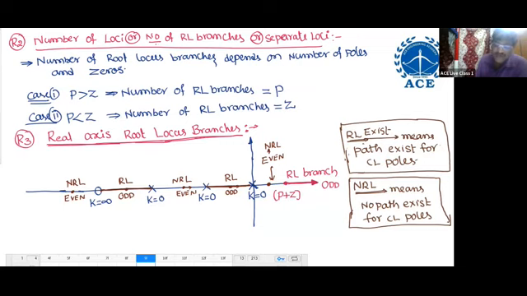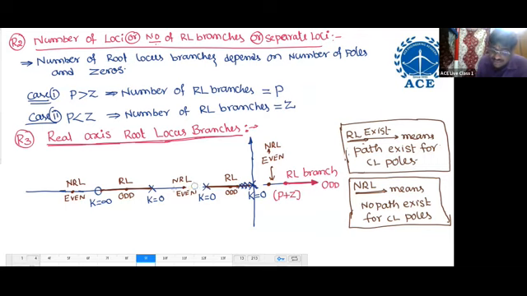Right or left? It moves only left. Why? Because on the right side there is no path. Here there is no path, so it cannot move right. It has to move only to the left side because it should move only on the root locus branch. This pole cannot move to the right because there is no path.